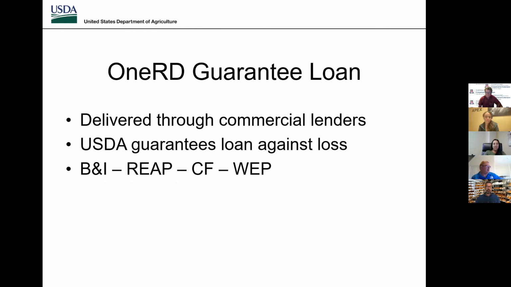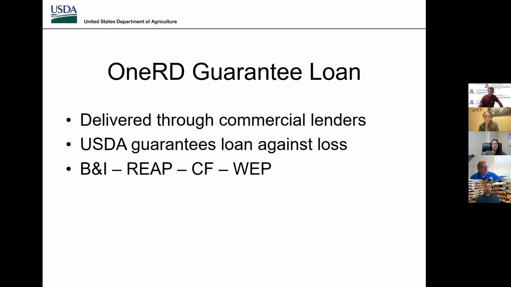Then I really wanted to briefly mention our RD guaranteed loan program. This is delivered through commercial lenders. The USDA guarantees the loan against loss in the event that the lender has to liquidate. And what the RD guaranteed loan did was it combined the Business and Industry loan program, the Rural Energy for America program, the Community Facility program, and the Water and Environmental program into one regulation.